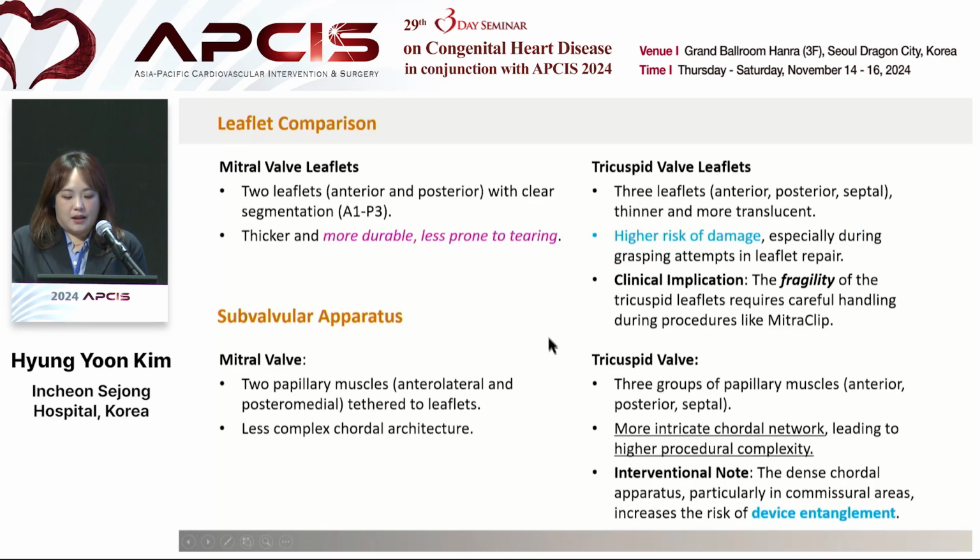This slide highlights the key anatomical differences between the mitral and tricuspid leaflets. For the mitral valve, there are 2 thicker, durable leaflets, which are less prone to tearing. And for the tricuspid valve, there are 3 thinner anterior, posterior, and septal leaflets, with higher risk of damage during repairs.